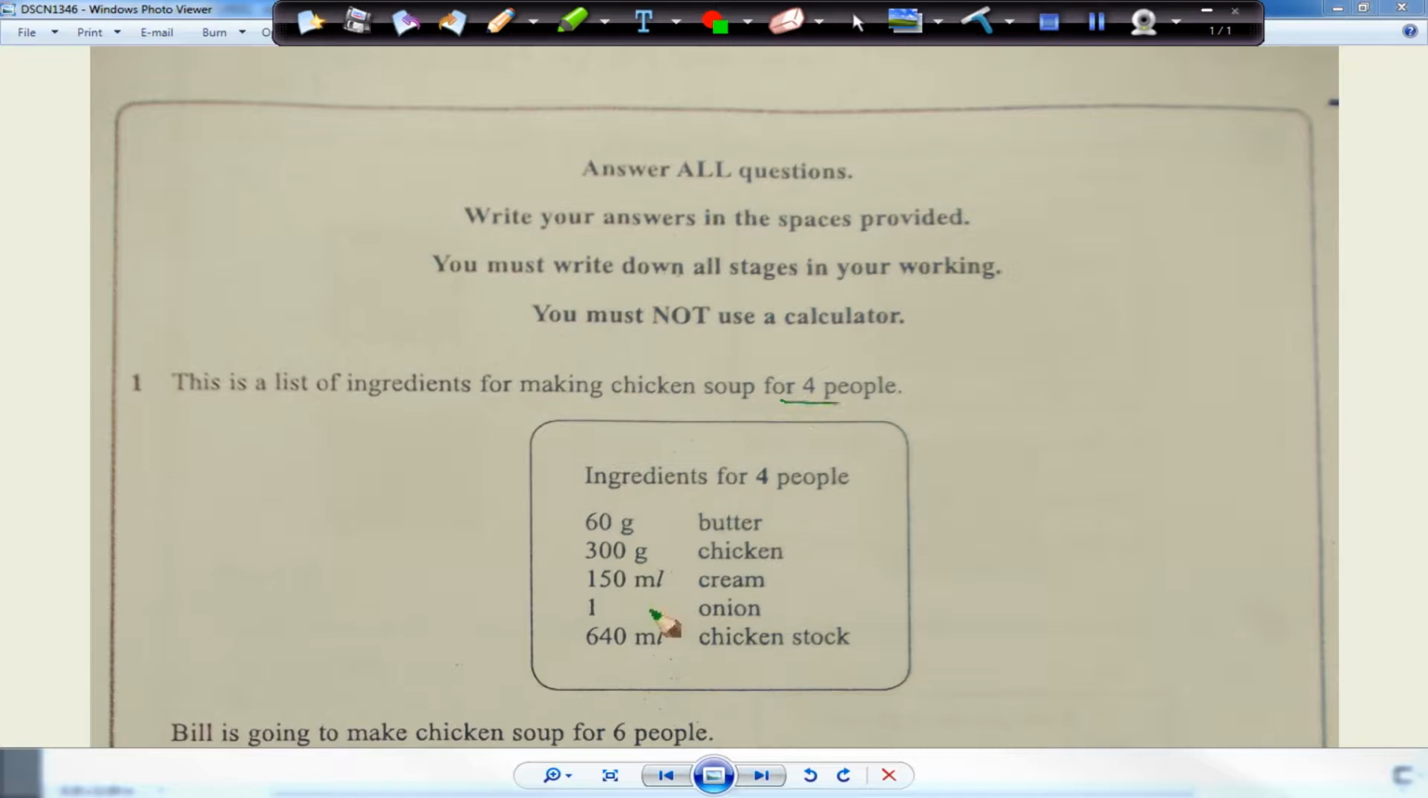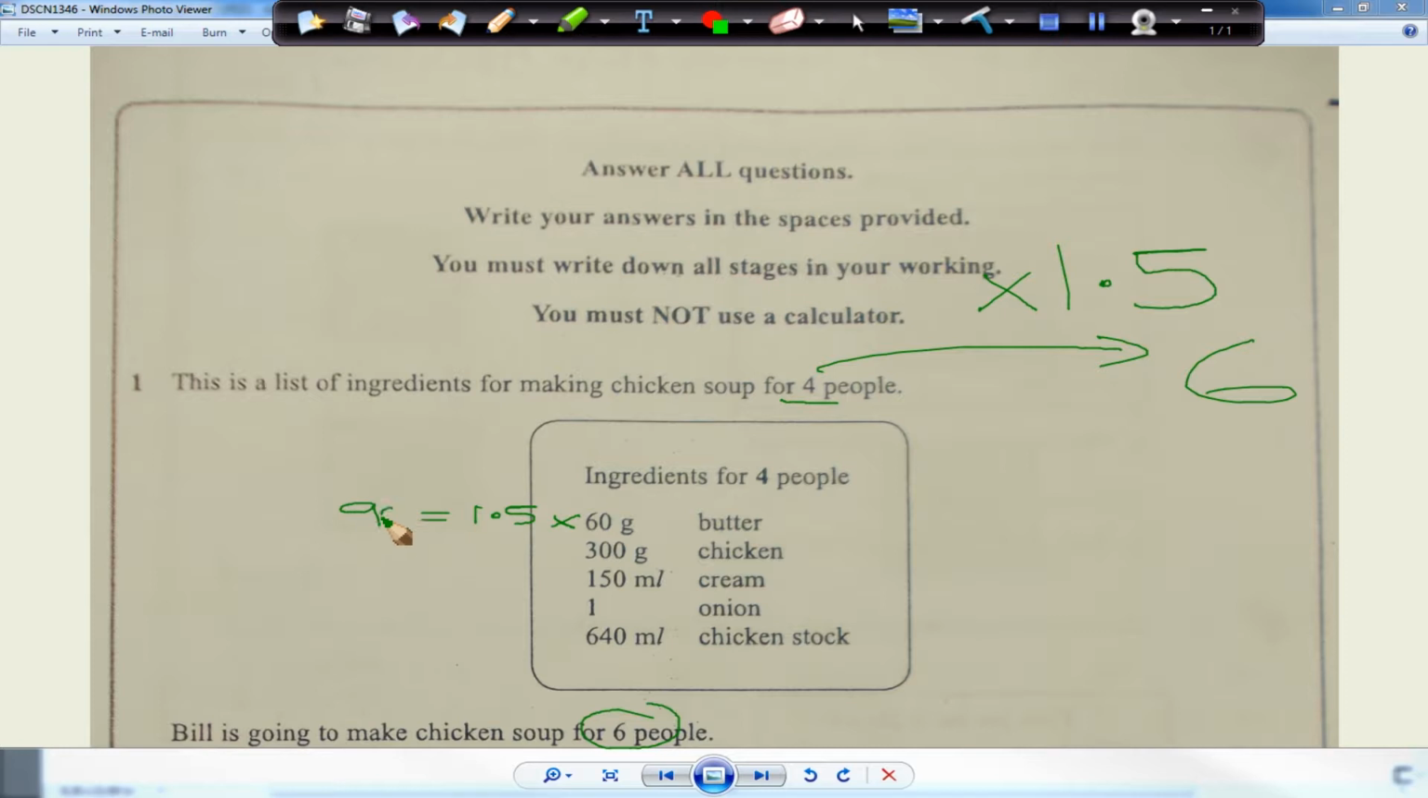This is the examination question. It's the soup for 4 people, but we want it for 6 people. So to get from 4 to 6, the scale factor is 1.5. So each one we're going to multiply, for example, 60 by 1.5. I've got more space on the side. 60 times 1.5 gives us an answer of 90 grams. Okay, let's change color to the next one. So we've got 300. We multiply that by 1.5. That gives us 450 grams.